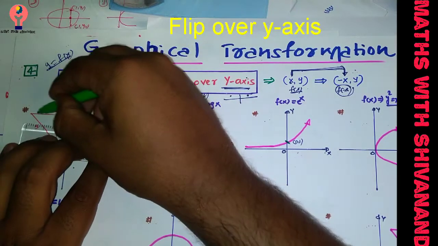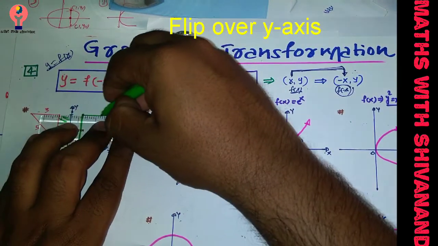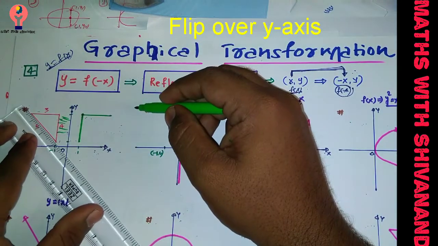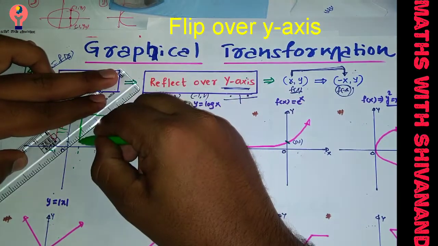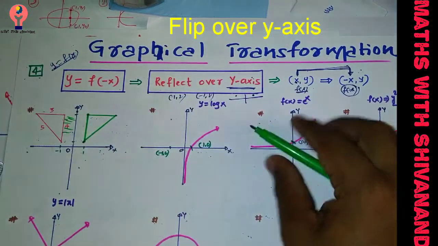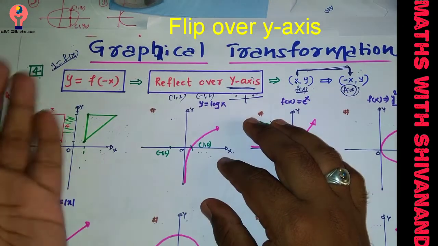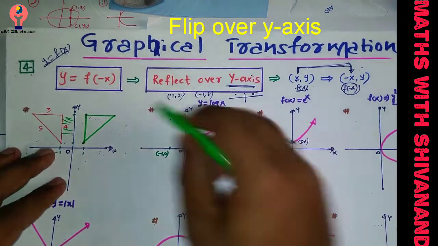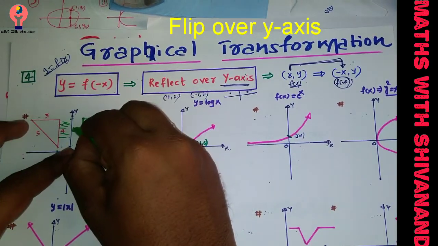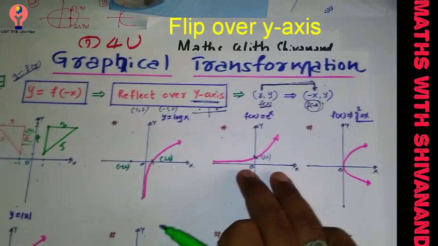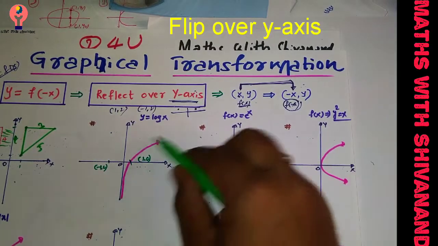This part of the graph, the 3 side, is reflected like this, and now you get this point here. The same graph is reflected over the y-axis. This is a 3 length, this is 4, and this one is 5, right? Hope you are getting this point. Now see the next one here.